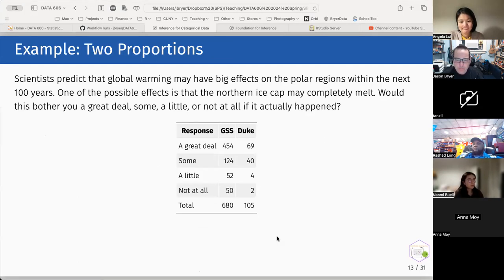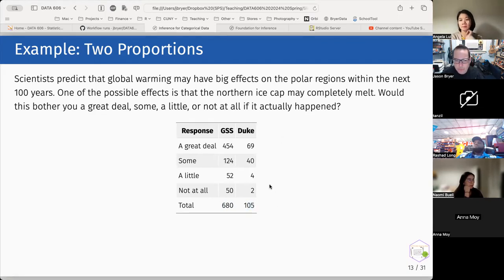What if we have two proportions? This is an adaptation of a question on the GSS, which asks folks whether or not they think global warming will have a big impact on the melting of the polar regions. The GSS is a sample of Americans, and we had 680 respondents. Then the survey was also given to students at Duke University, so 105 students there gave it.